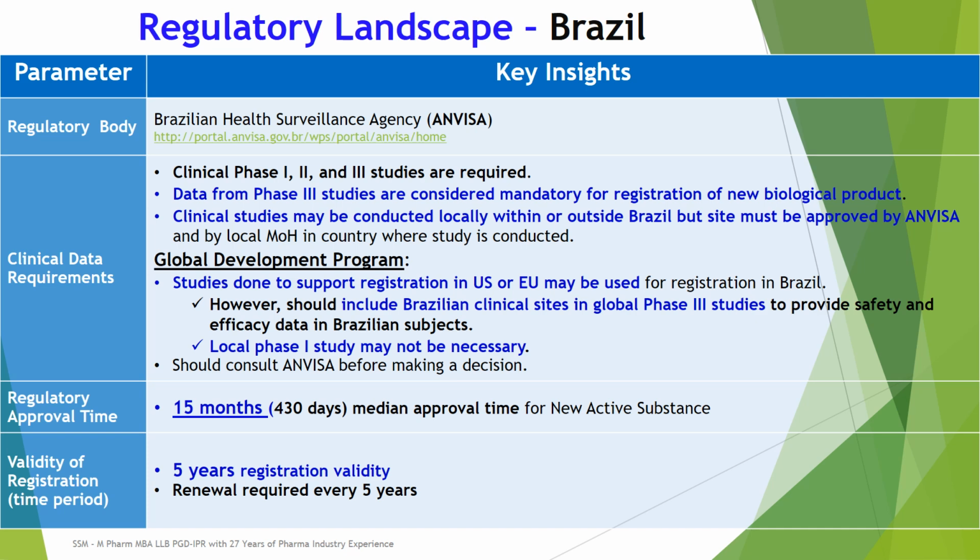If there is a global development program, then studies done to support registration in US or Europe may be used for registration in Brazil. However, one should include Brazilian clinical site in global phase 3 studies to provide safety and efficacy data in Brazilian subjects. Local phase 1 study may not be necessary in Brazil. 15 months is the median approval time for new active substance in Brazil, and registration validity is for 5 years, after which renewal is required.